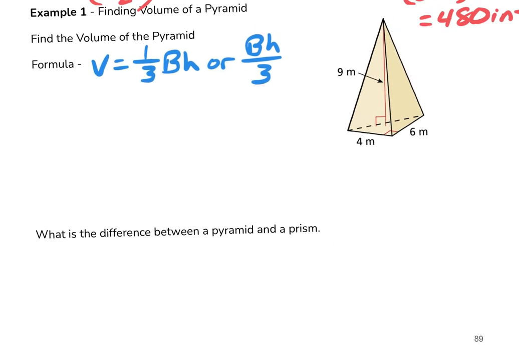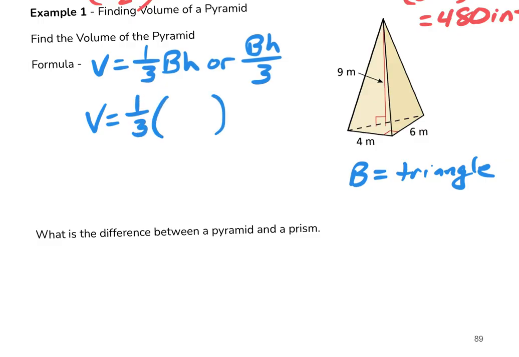Okay, but really there's no difference here. We have to identify, once again, what my base is. Big B is a triangle. That means we're using the area of a triangle formula. We're going to see lots of different examples as we go through the notes today, and you'll see lots of different examples in your assignment as well.